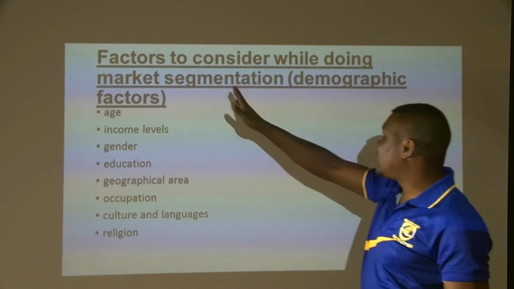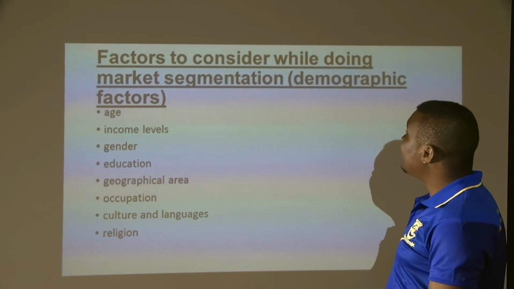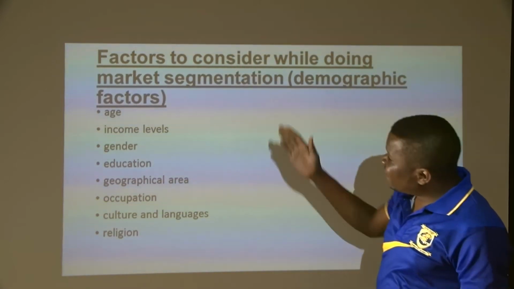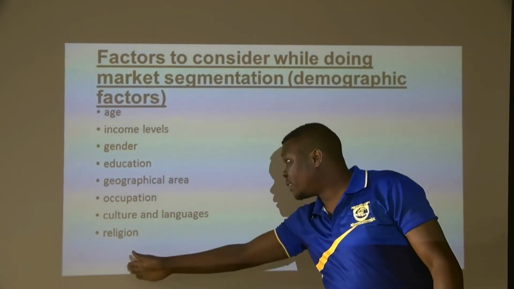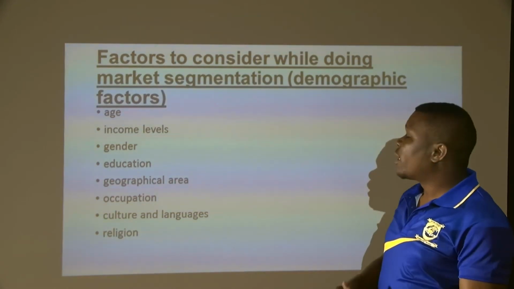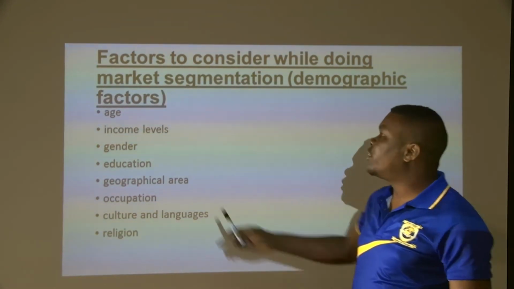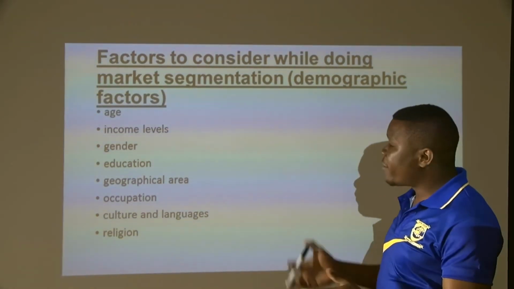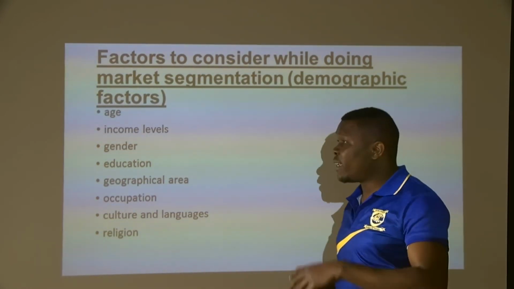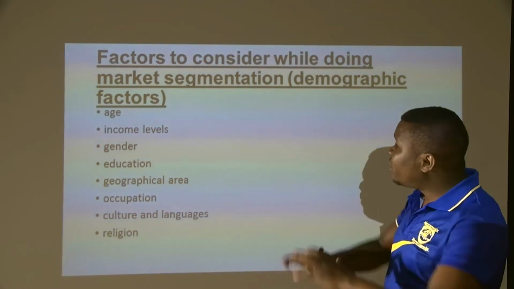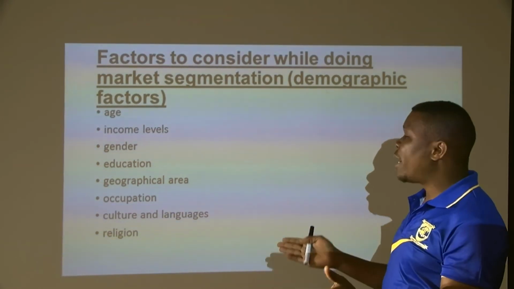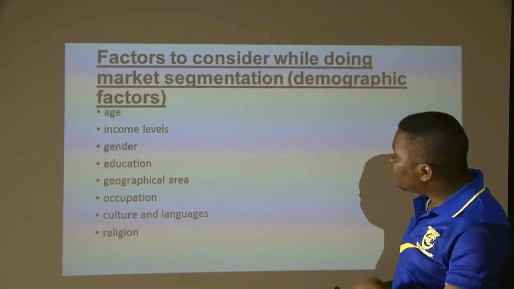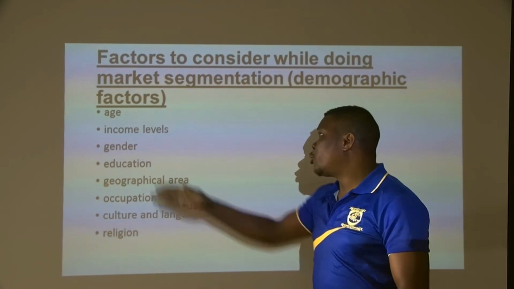To continue, now let us look at the factors that you have to consider while doing market segmentation. In other words, they are called demographic factors. These are the factors that you will consider while dividing your target market or your potential customers or clients. You have to consider age. Age is important because you must consider, are you going to sell to a certain age group? For example, we'll look at adults, teenagers, and children. So which category are you going to concentrate on? Are you going to sell to all the three categories, or are you going to specifically concentrate on selling to only a certain age group?